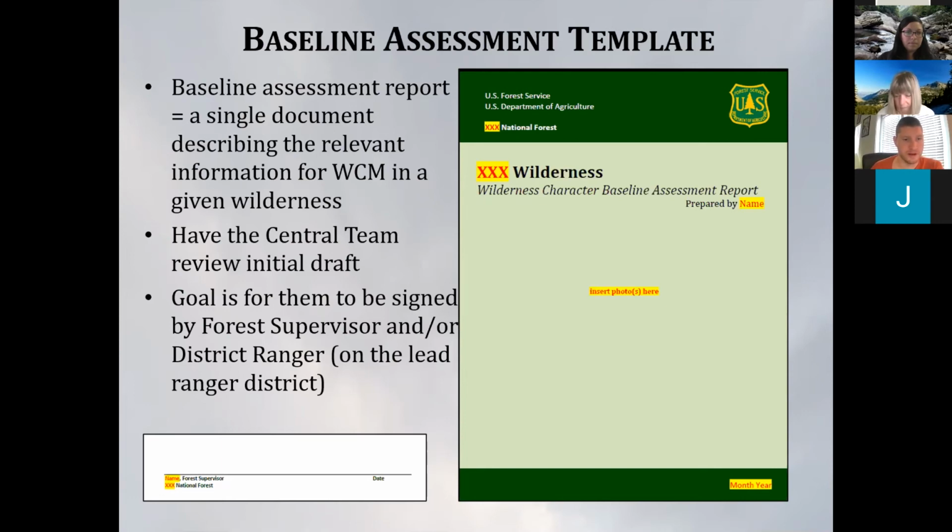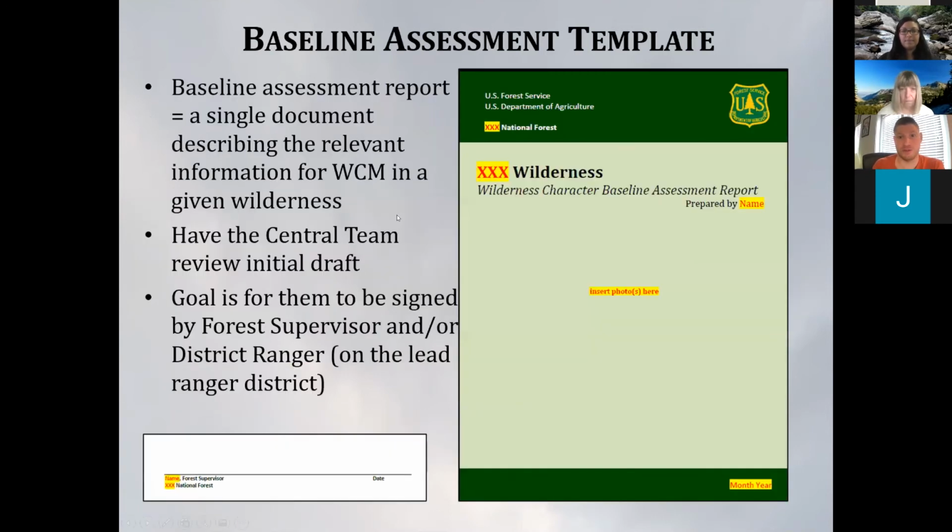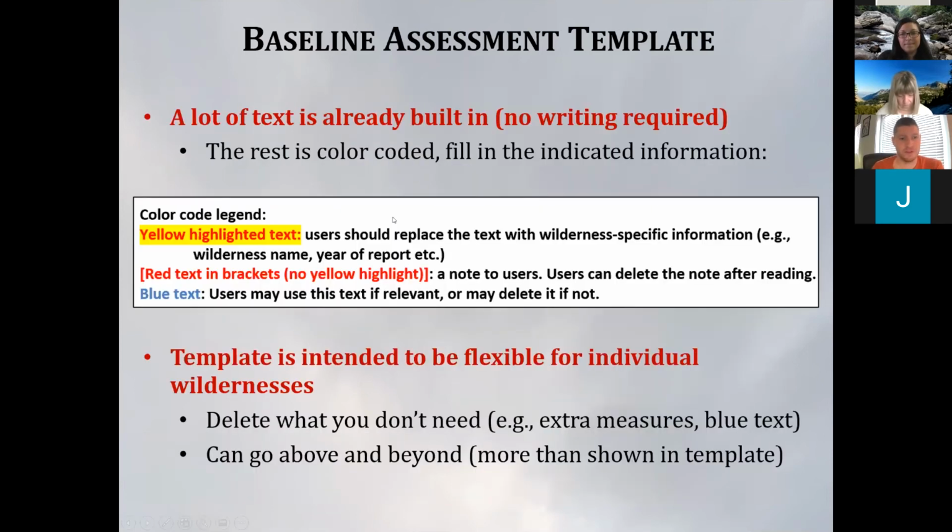Yeah, talked about everything there. Goal: have the forest supervisor, or the lead district ranger if the forest supervisor isn't available, sign it. I hinted at how the yellow highlighted text, you'll see that all throughout the template. And that's where you're going to put in your own specific information. So we just saw in the previous slide, you're going to want to put what your actual wilderness name is. You don't want to leave it as XXX because it's not a wilderness.